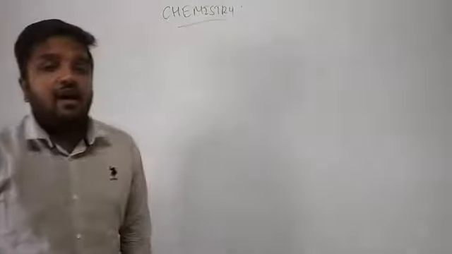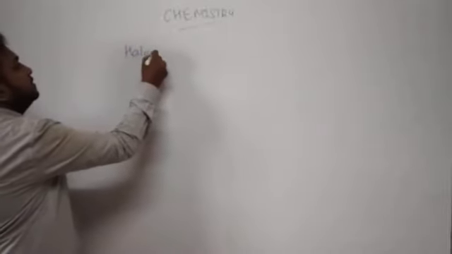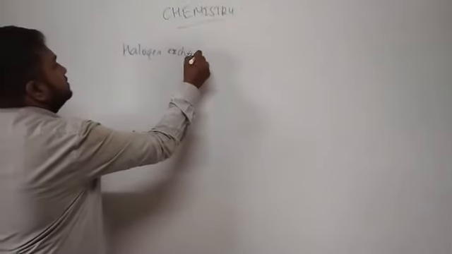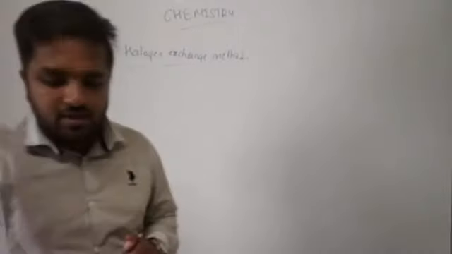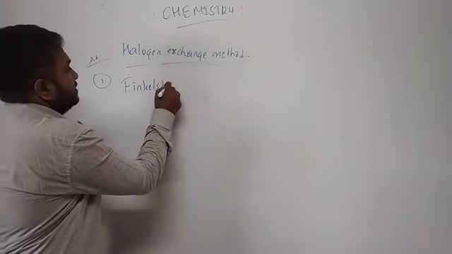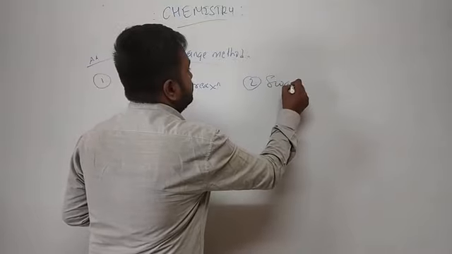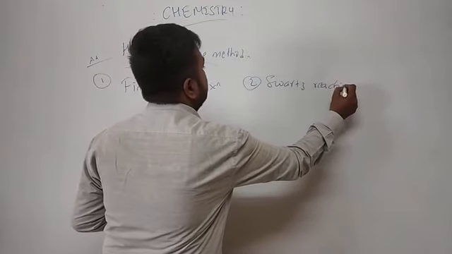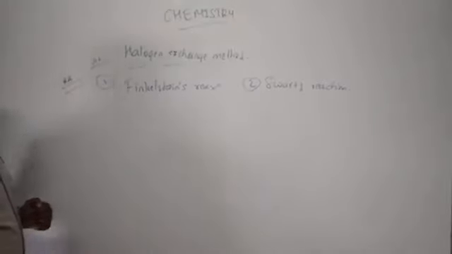So we have two more methods. By this method we can prepare alkyl halide by the halogen exchange method. We have two reactions: one is Finkelstein reaction and the other is Swarts reaction. Clear? These two reactions are very important from the point of view of your board examination.